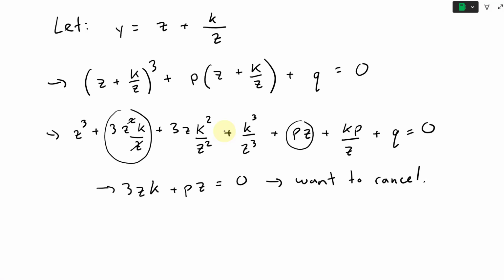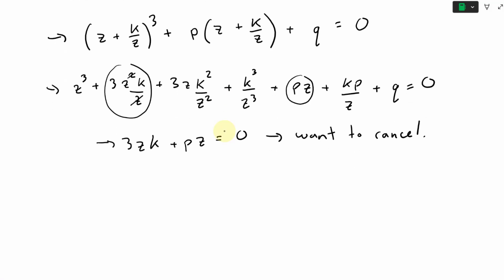So we want to cancel. That's it. In other words, we're going to solve for k to cancel, to make it equal to 0. So we're going to move this over to the other side. We're going to get equals to a negative. All the z cancels first, so just divide it all out. Now we're going to move this p to the other side, so we get a k and divide by 3. So k equals negative p over 3. So there it is. That's our k value.